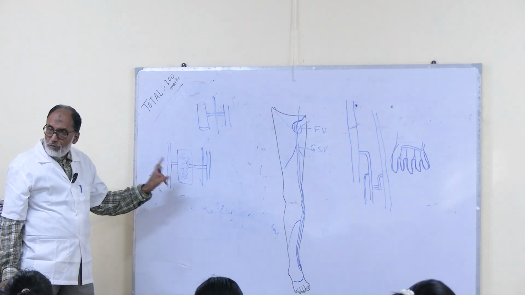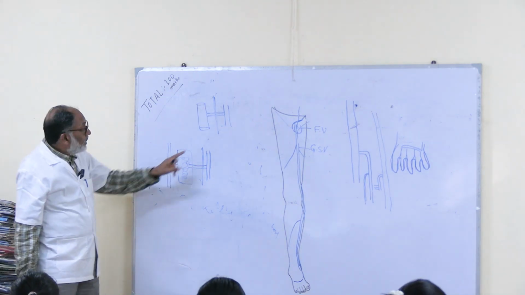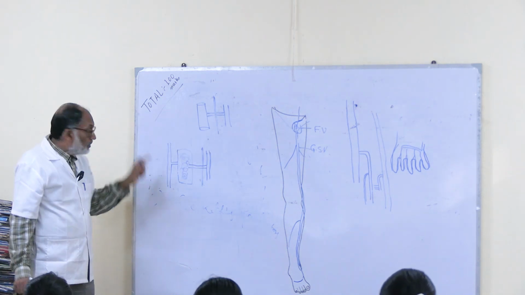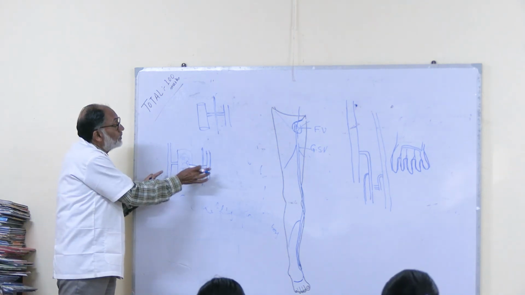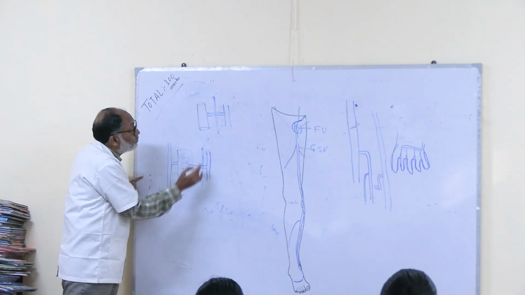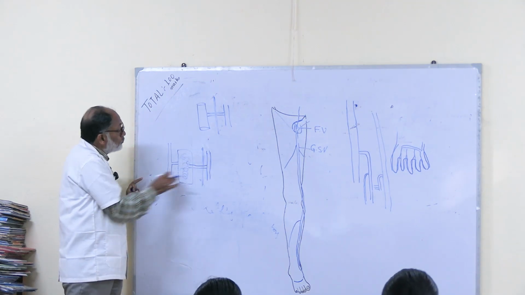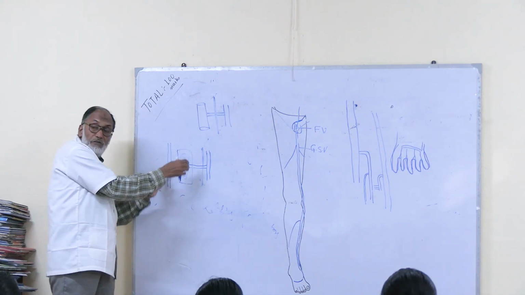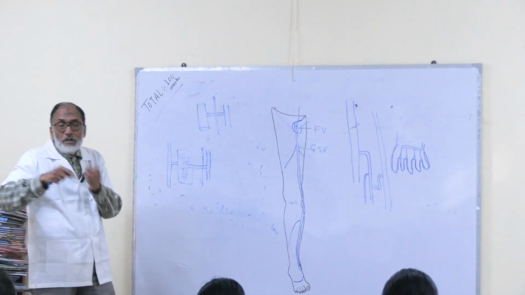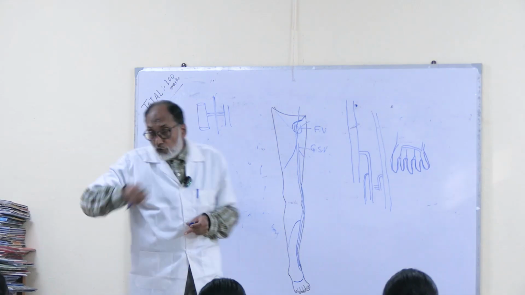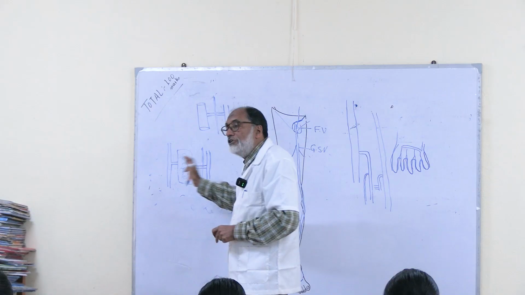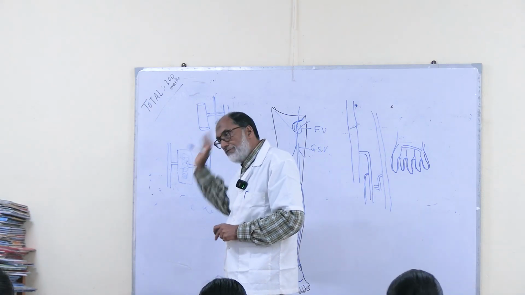Clear? What is an indirect perforator? A direct perforator: the two veins, deep and superficial, are directly connected. But here, the superficial vein is superficial to the deep fascia, and the deep vein is deep to the deep fascia. In the intervening part there is another vein, the vein of the muscle. Through this vein of the muscle it is connected. So it is called an indirect perforator, right?